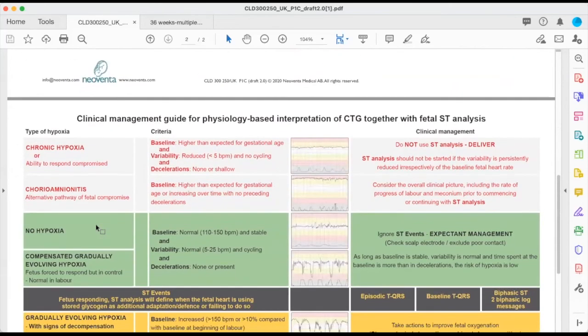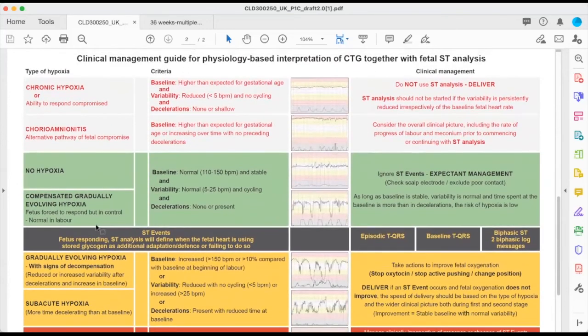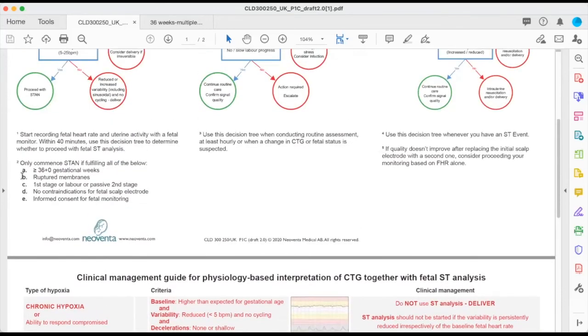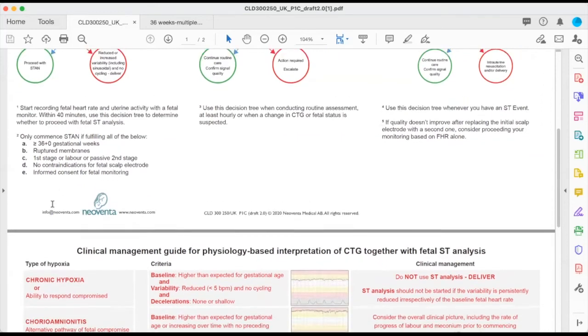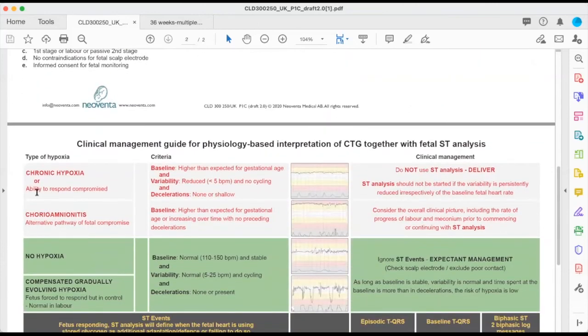Once you've established your CTG, before anything at all, you need to figure out whether you can actually use STAN. So one, can I use STAN? Am I okay with all of this? Number two, what is my CTG doing like? So is my CTG showing chronic hypoxia? In which situation I can't use STAN? Do we know why?